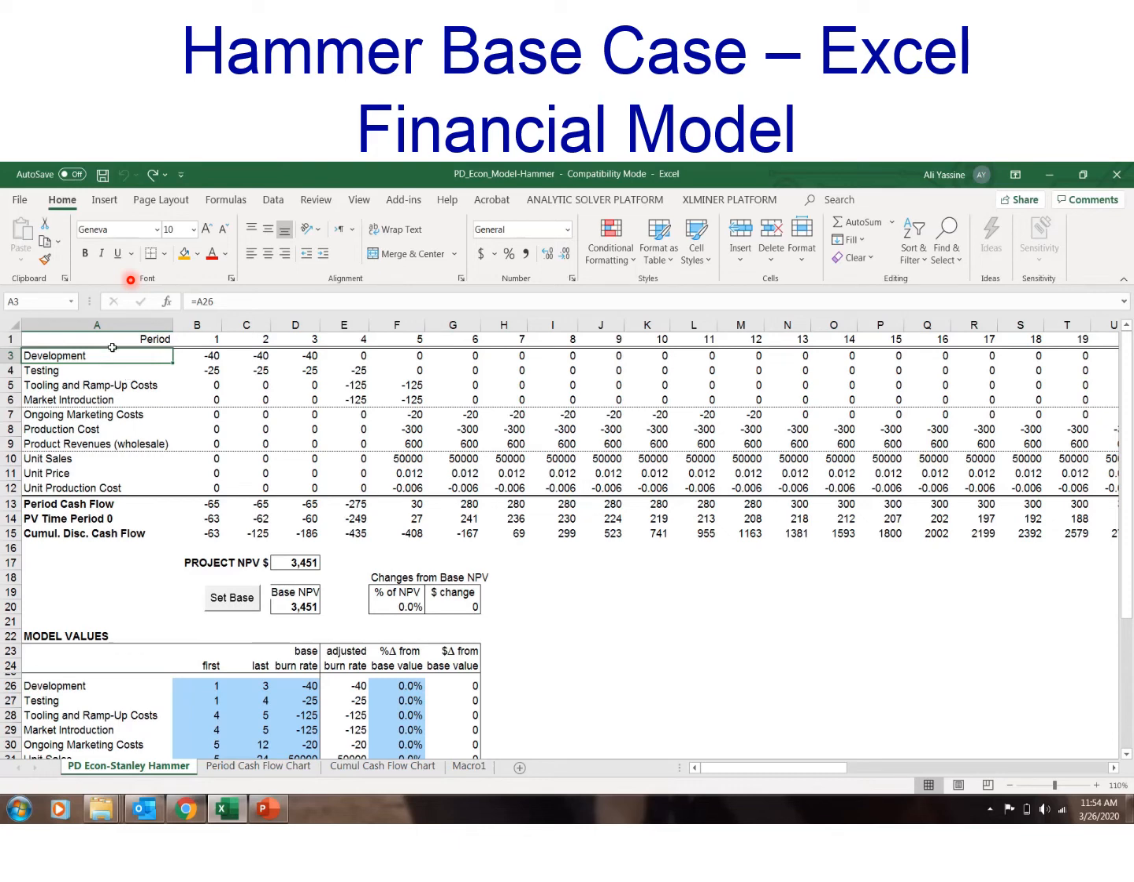For instance, here is a list of the various cost inputs to the financial model that we talked about. There's the development cost, testing cost, tooling cost, marketing cost, and several other quantities and costs. And you have also some of the production cost, unit sales, unit price, and unit production cost, so those are the quantities that we have talked about.